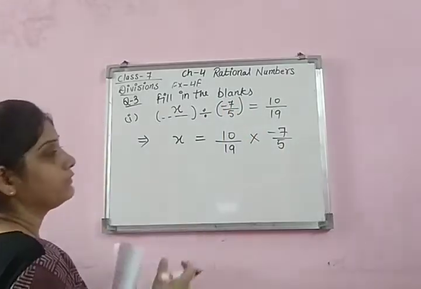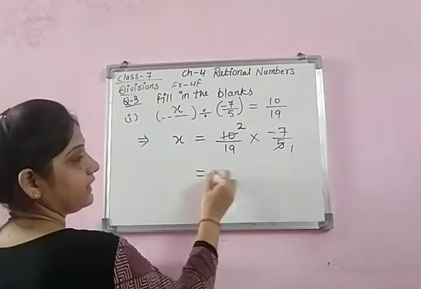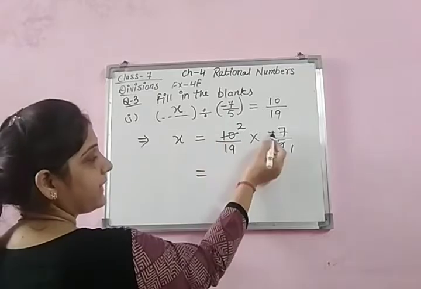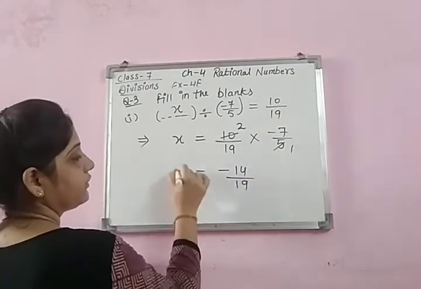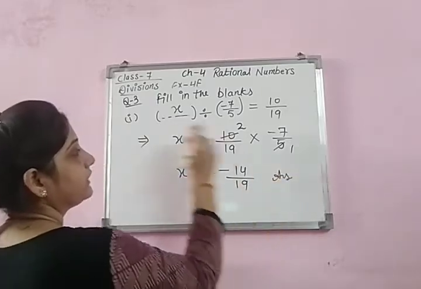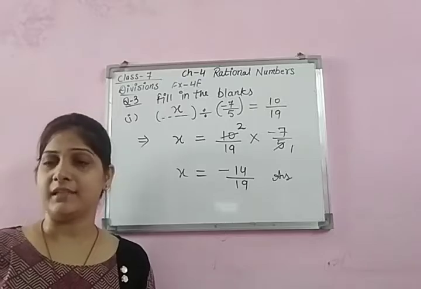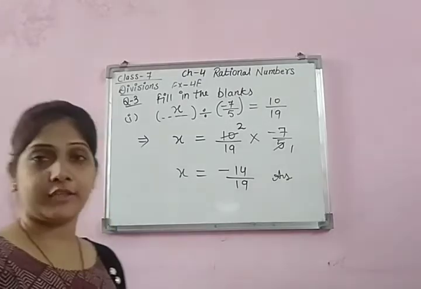Okay. Now cancellation. 5 1 times, 5 2s are 10. Nothing else. There is only a single minus, so it is minus. 7 2s are 14 by 19. So in this way we can tell what will come at the blank space: negative 14 upon 19. The same way as we have done the division. Let's do one more question of this type.